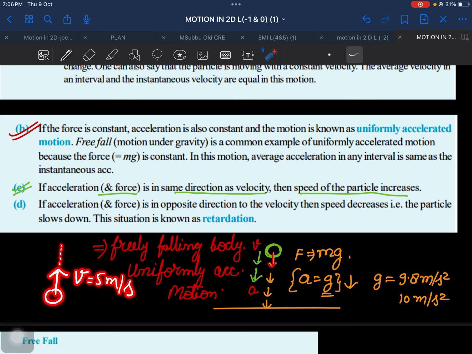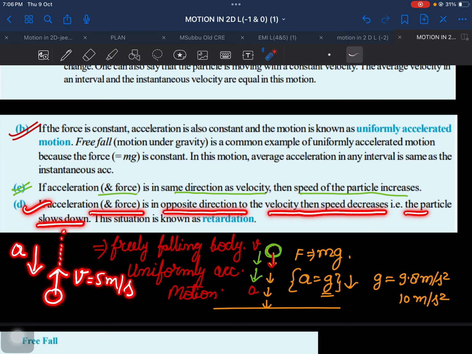As this ball goes up, the velocity will decrease, right? Why? Because the acceleration due to gravity is in the downward direction. So a is in the downward direction. So if acceleration and force are in the opposite direction to the velocity, then the speed decreases. The particle slows down. This situation is known as retardation. All right, students, so this is the example of retardation. In this case, acceleration is negative, right?